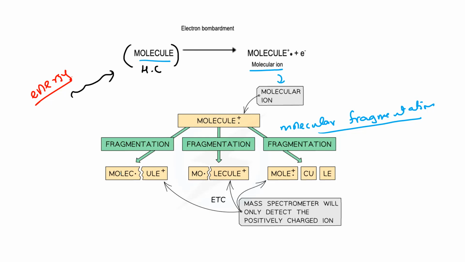It may become a simple molecule and an ion. It may become a free radical and a cation. It may become a cation and a free radical and a molecule. So it depends on multiple things. It depends on what the nature of the original molecule was. But what we know for sure is if we are supplying energy to any molecule, it will be ionized and it will have molecular fragmentation. Do you get this part?